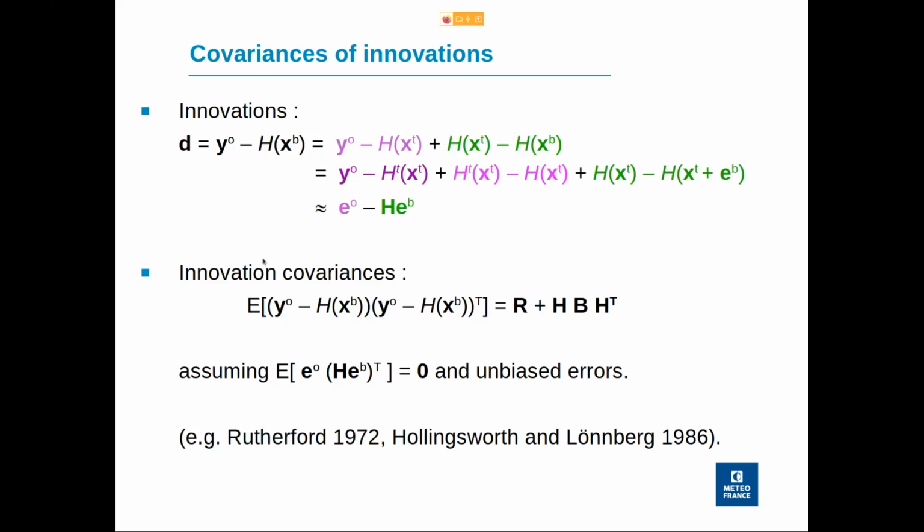So this allows the innovation covariances to be written as the sum of observation error covariances R and background error covariances projected onto observation space, assuming that observation errors and background errors are uncorrelated with each other and unbiased. So this is the classical work of Rutherford and Hollingsworth and Lönnberg.